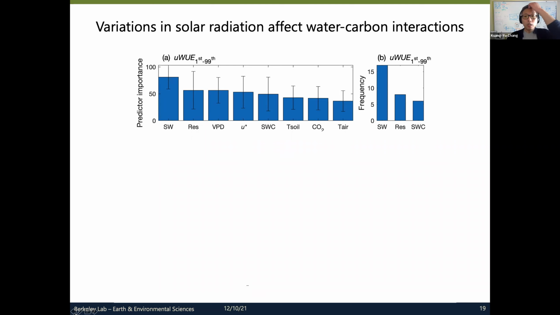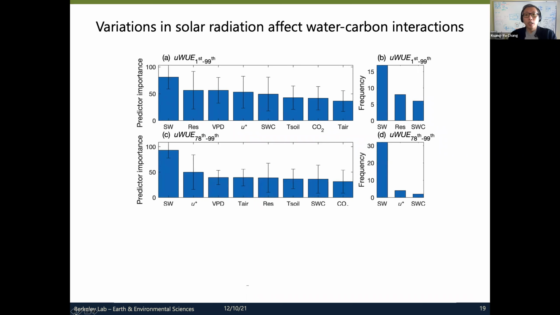And the strong shortwave radiation effects on ecosystem scale water use efficiency may be analogous to the finding that recent increases in water use efficiency are primarily driven by increases in the photosynthetic rates. And consistent results were found with measurements collected during most active hours, which is from the 78 to 99 water use efficiency percentiles, which again suggests that the relatively small amount of data during MAH hours contribute the most to the overall emerging water use efficiency patterns.